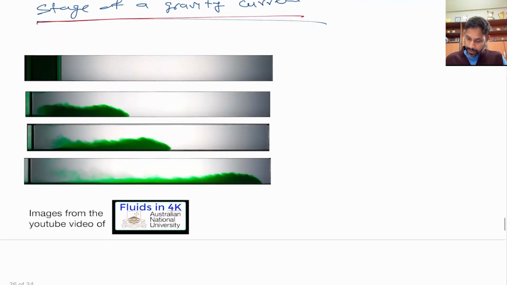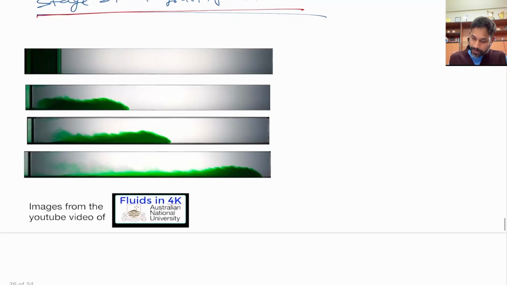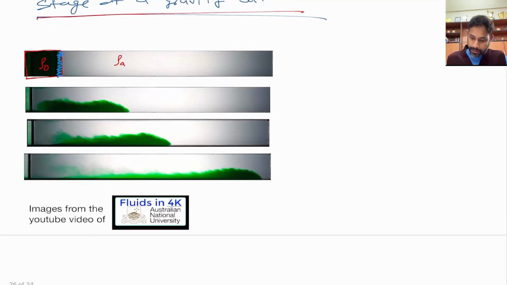This is an experimental example of a fixed volume gravity current, where we assume that this is the volume of dense fluid that is there at time t equal to 0. Let's say this has density rho naught, and this has density rho a, where rho a is just fresh water, plain water, and this green fluid is salt water. There is a lock here, and now if the lock is removed at t equal to 0, you see this creates a gravity current.